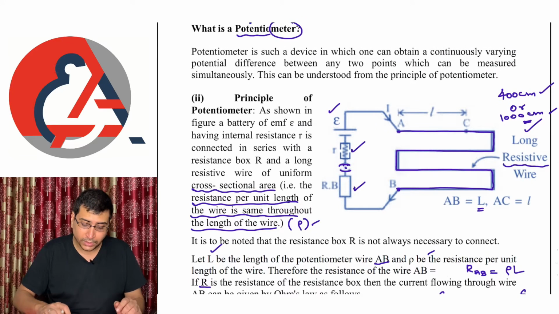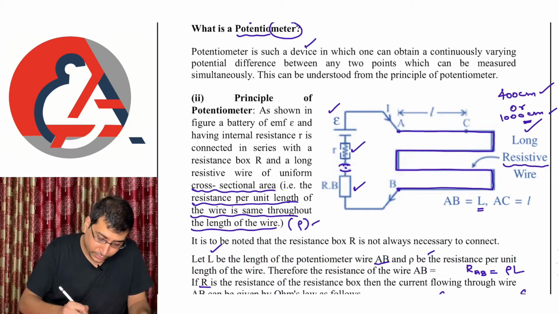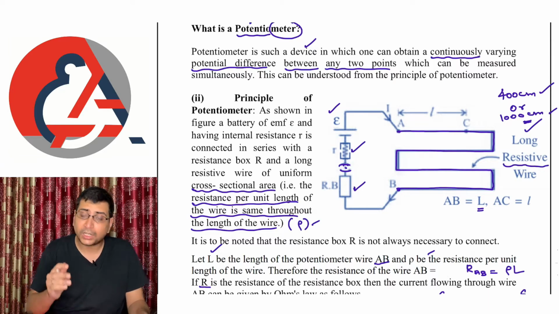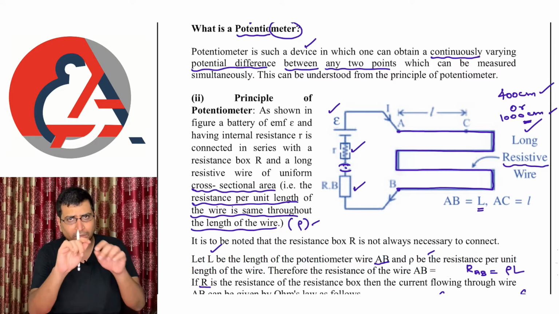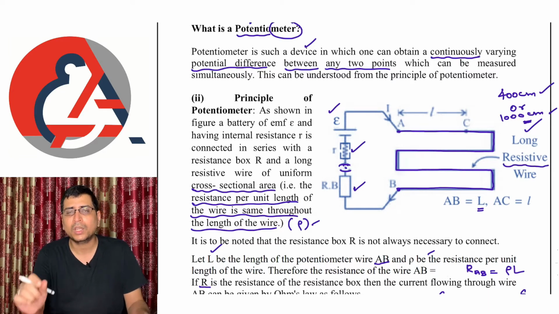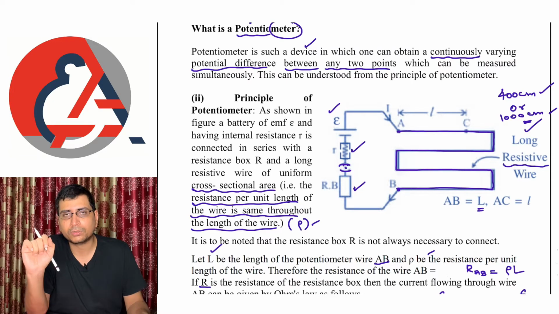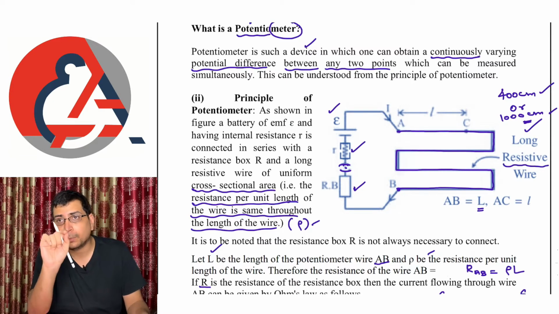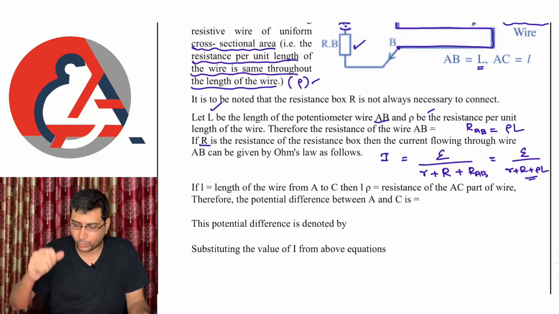But remember, potentiometer is such a device in which we can obtain continuously varying potential difference between any 2 points. This is the main advantage of this particular device. Though it is a simple wire, we can generate whatever potential difference we want between any 2 points by varying them, which is a very big advantage, right?